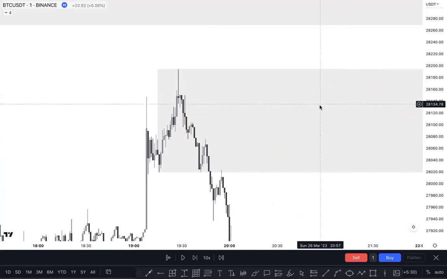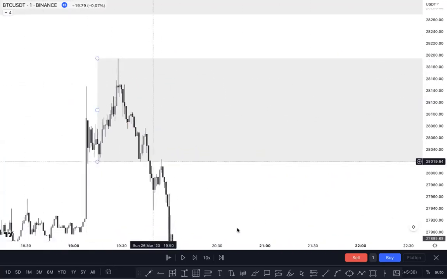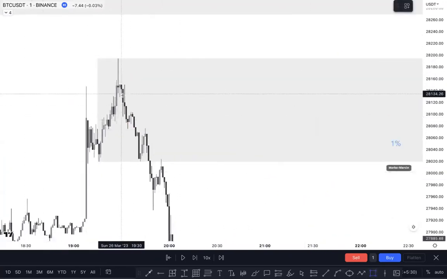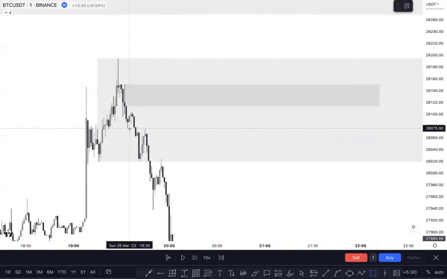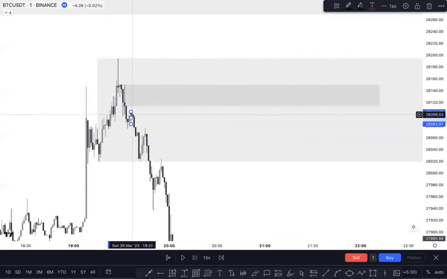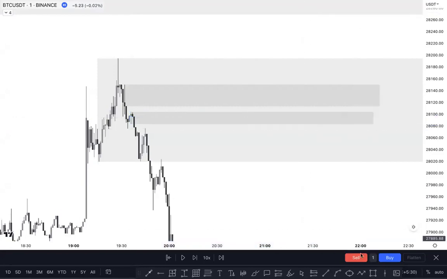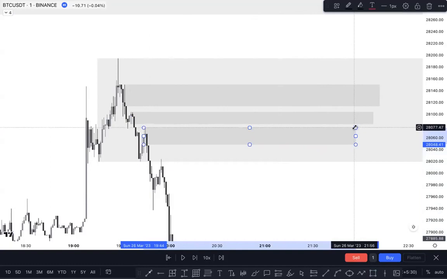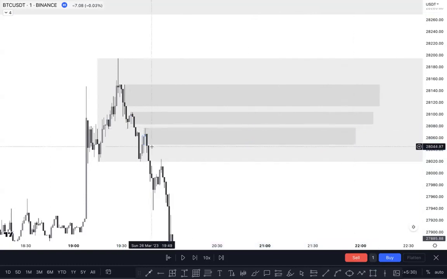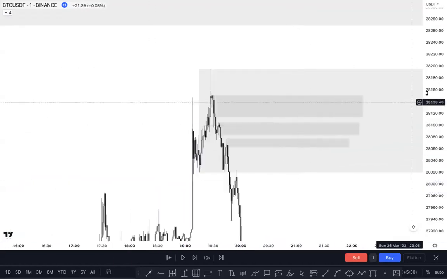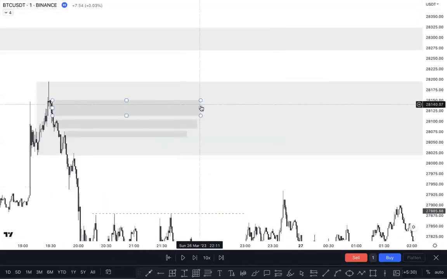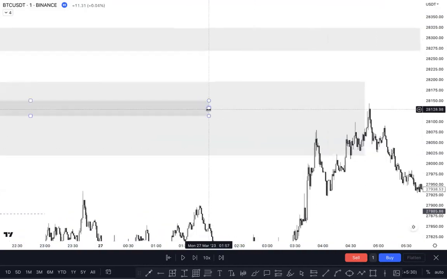Let's delete this one. Look, the extreme one is here, the first one, and the next one is here, and the next one is here. Right. So three order blocks in this case. Okay. So these three order blocks are here.